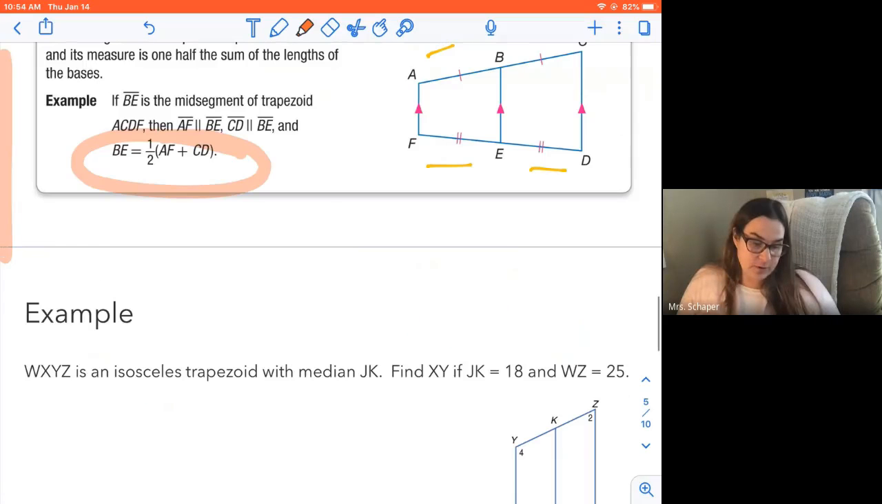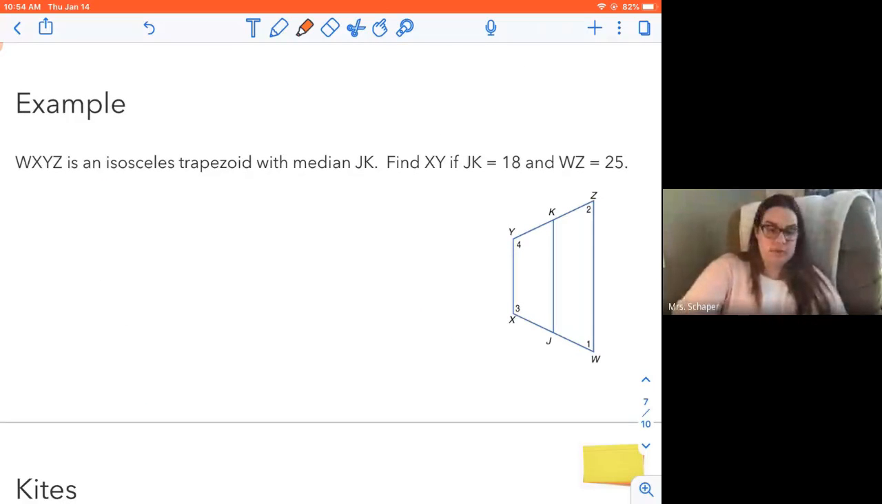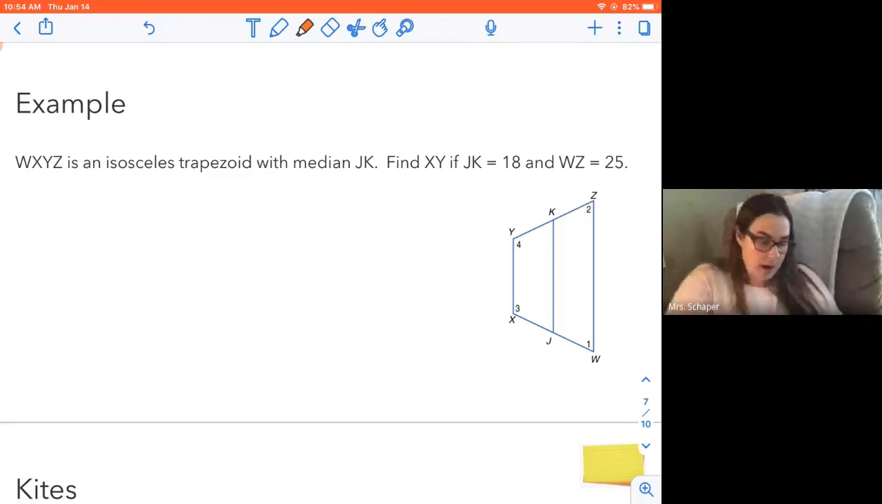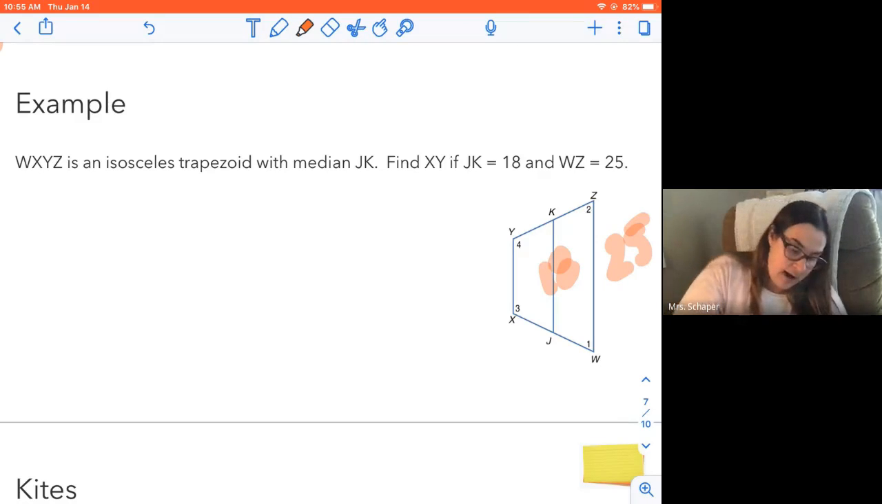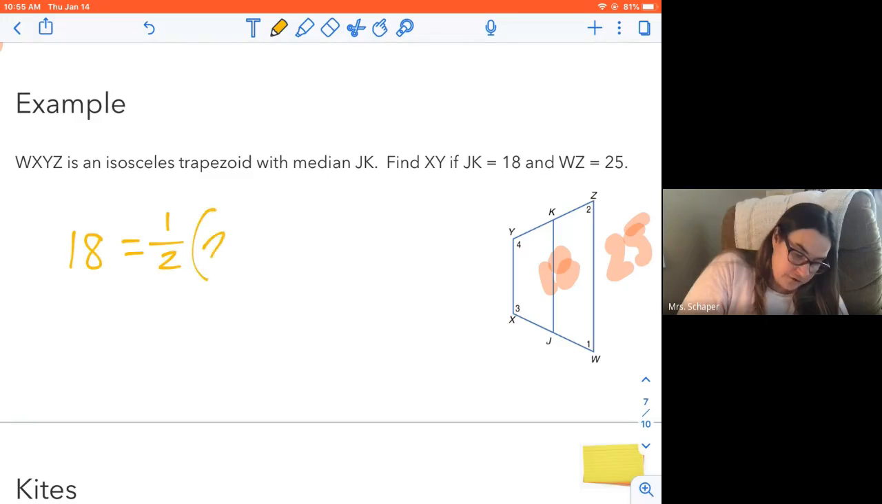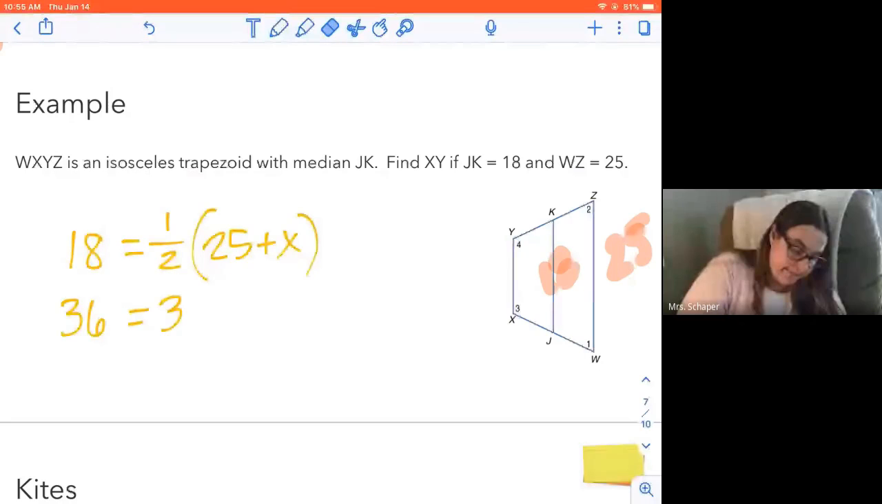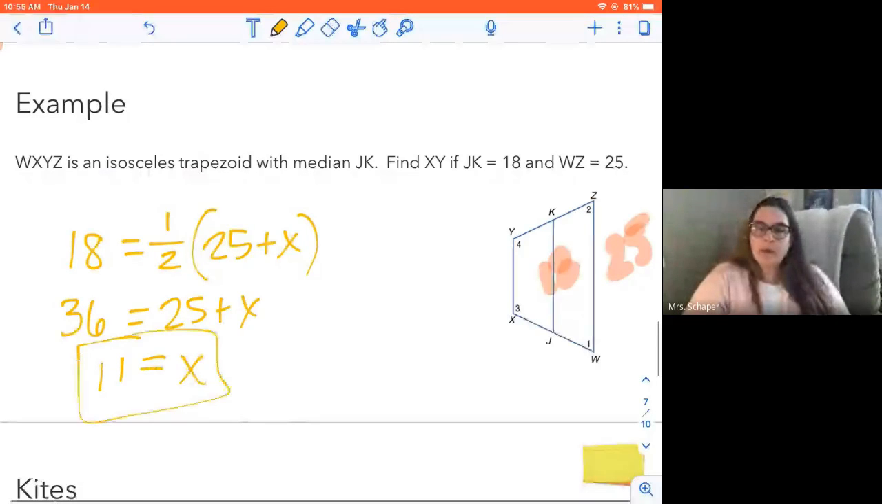Okay, so how do we put this to work? And again, you can be pausing the videos through this. That's why I'm going a little bit quicker in the video. Okay, it's an isosceles trapezoid. JK is 18. WZ is 25. So how do we find XY? So what we can say is that 18 is equal to 1/2 of 25 plus X. And now we have an equation to solve. I'm going to multiply both sides by 2, so 36 equals 25 plus X. So X is 11.